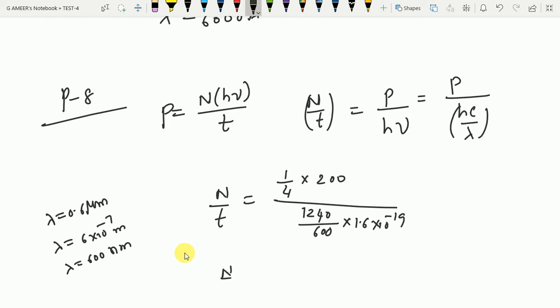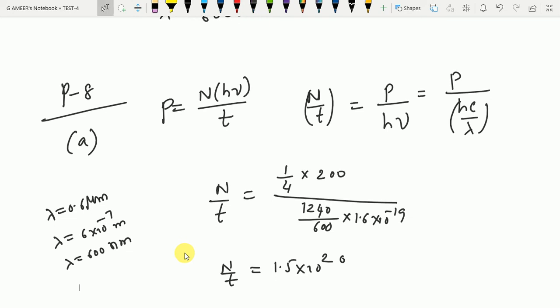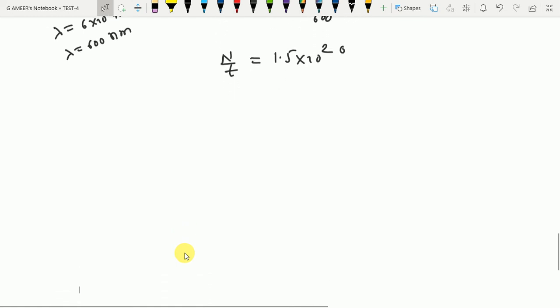So with this, after simplification, I'll get the number of photons per unit time as 1.5 into 10 power 20. So 1.5 into 10 power 20 best matches option A. You take the calculator and do the simplification. Let us go for the next problem, that is the physics 9th problem, P9.